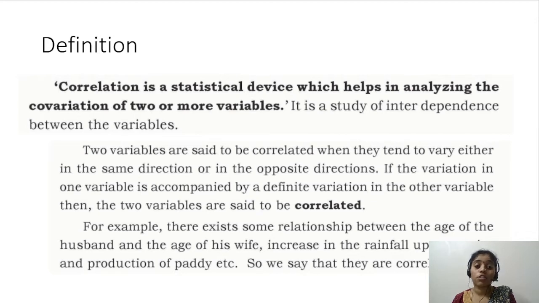If the variation of one variable is accompanied by a definite variation in the other variable, then the two variables are said to be correlated. For example, there exists a relation between the age of the husband and the age of the wife. Or, one more example: increase in rainfall up to a point and the production of paddy. There exists a correlation between these two variables.